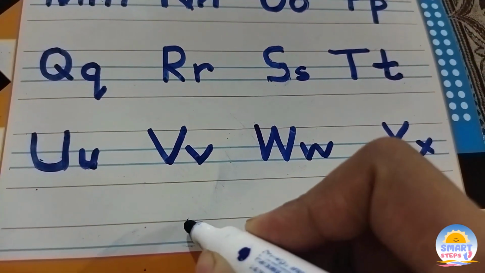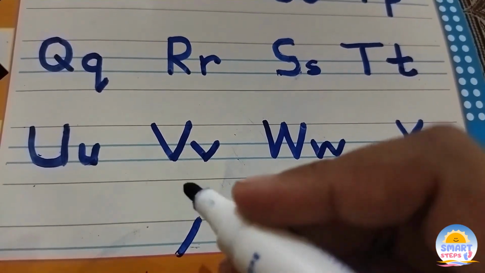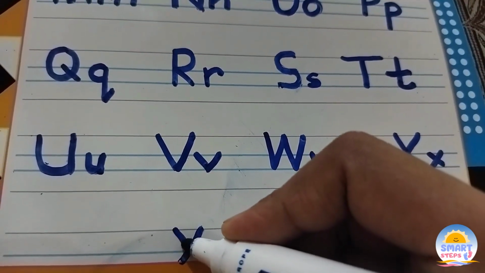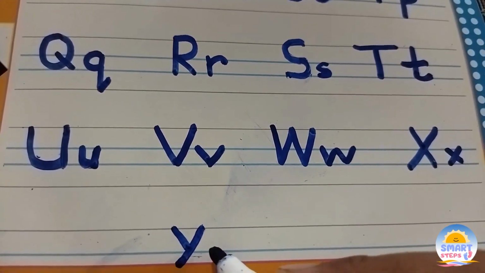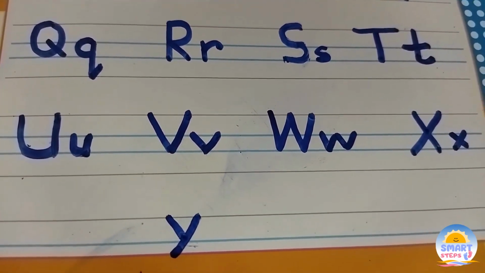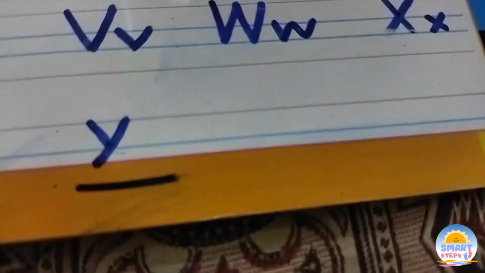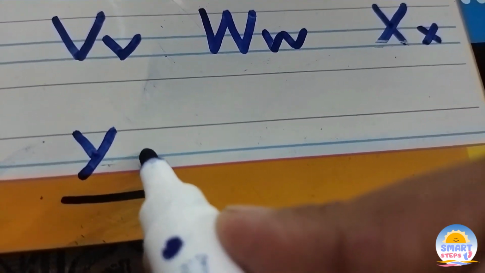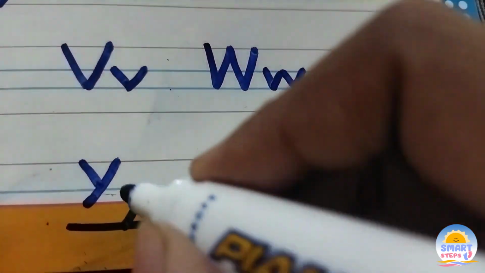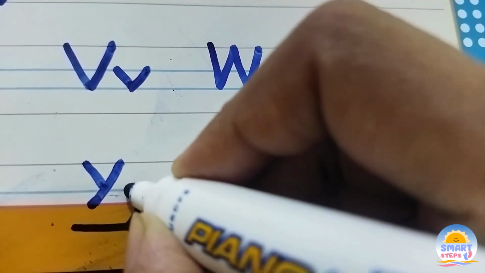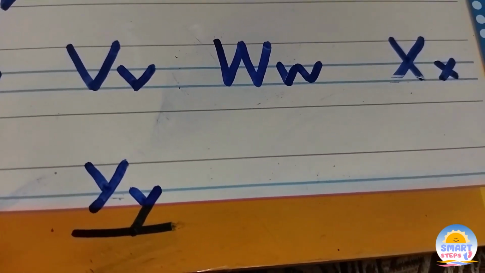Uppercase Y, a slanty line from top to bottom and another slanty line from top to middle which touches the previous slanty line. Same, the lowercase y, a slanty line from middle to below bottom, and another little slanty line from middle to bottom which touches the previous slanty line.